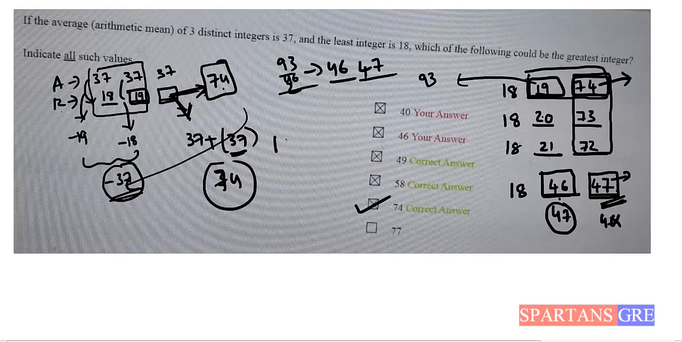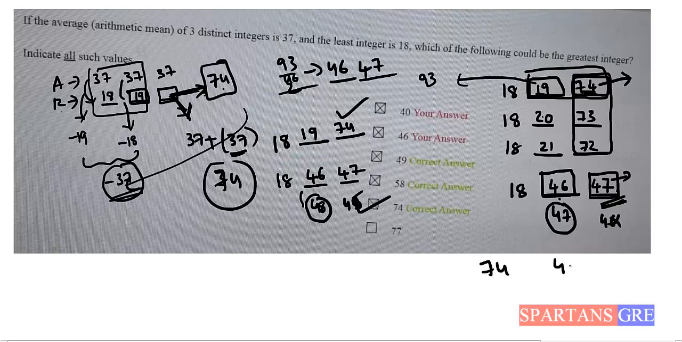So what are the possible numbers? 18, and here the maximum will be 74 when it is 19 here, and 18. Your bigger number will be 47 when it is 46 here. Understood? If you take this as 48, then this will be 45, right? So your possible maximum number will be 74, and another boundary case would be 47. So answers from 74 to 47 will be correct, right?